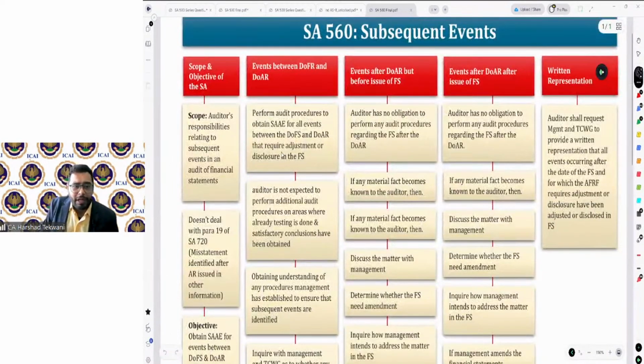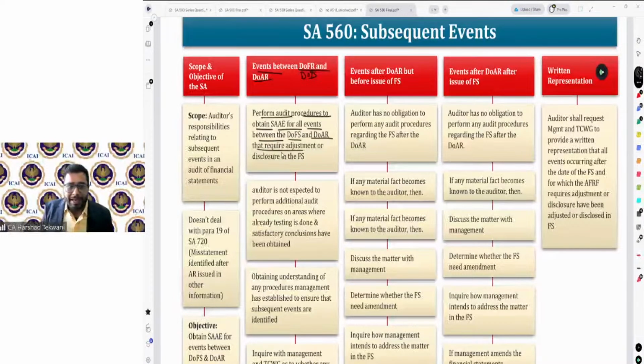It talks about events between the date of the financial statements and the date of the audit report. This is DOFS, sorry, date of financial statements. So it talks about events between the date of financial statements and the date of the audit report. The auditor needs to perform audit procedures to obtain sufficient appropriate audit evidence for all the events between these dates that require adjustment or disclosure in the FS.